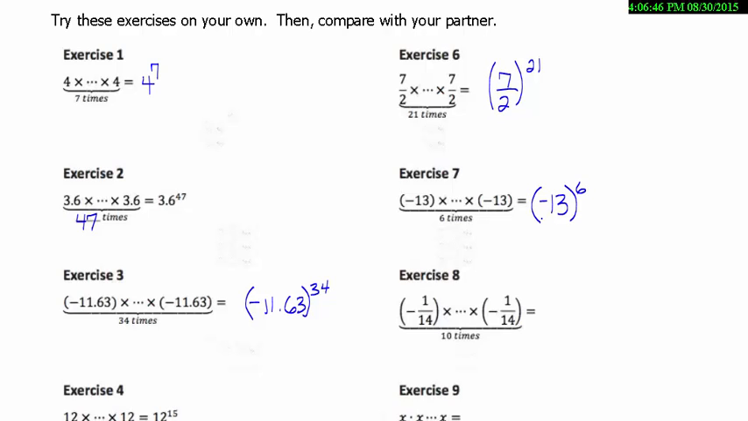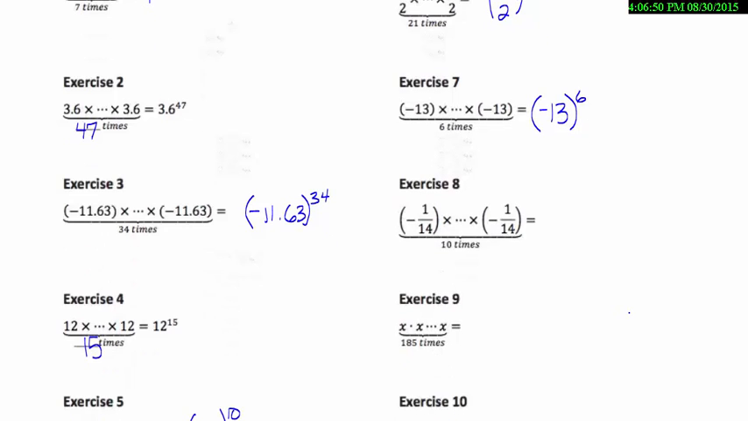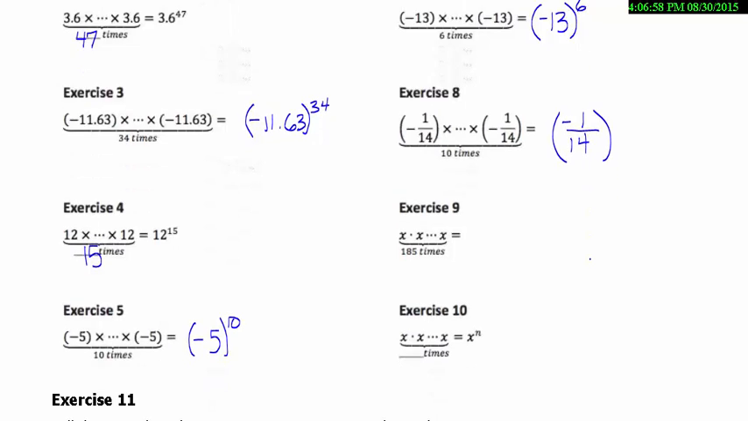Okay, in number 7, we have negative 13 raised to the 6th power, and we need parentheses on this one. Number 8, we have negative 1/14 raised to the 10th power, and we need parentheses on that one. In number 9, x is multiplied by itself 185 times, so we have x to the 185th power.